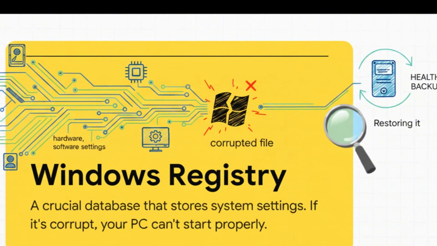So what is this registry thing we're trying to fix anyway? Well, think of it like the central nervous system for your entire Windows setup. It holds all the vital info about your hardware, your software, your settings, literally everything. And when a file in that database gets messed up, which can happen from a bad install or even just shutting down too quickly, Windows basically gets confused and doesn't know how to load. That's why restoring it from a healthy backup is so incredibly effective.